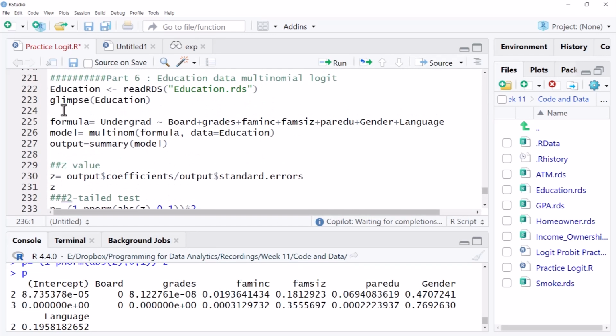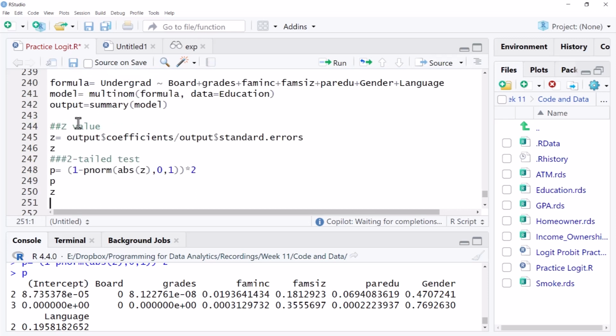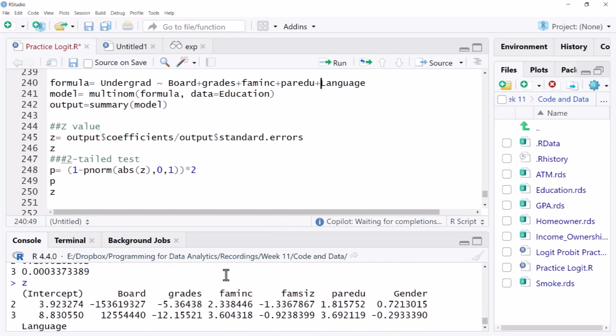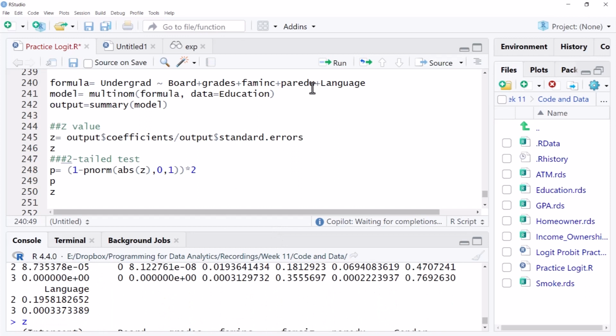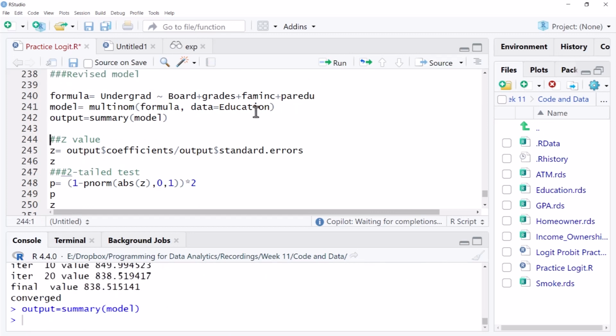So let's copy and paste our model and run the revised model with good variables. We want to have board, the grade variable, and family income. We don't want the family size variable for now. We want the parents' education variable, and we don't want the gender variable. Language we may or may not want to keep; let's remove it to make the model very parsimonious. So now let's run the model.